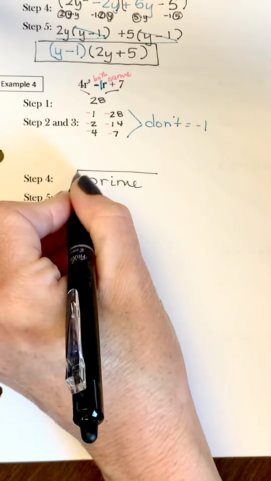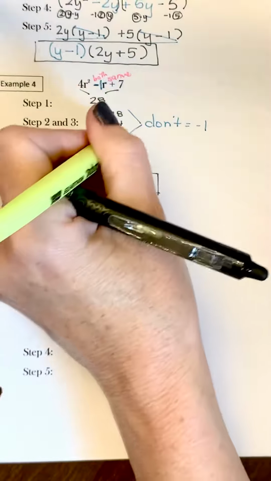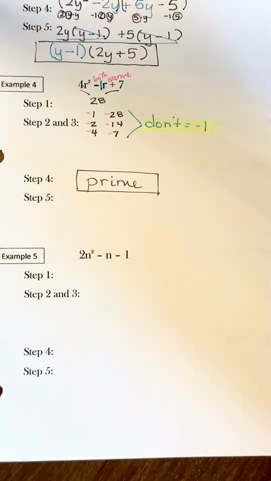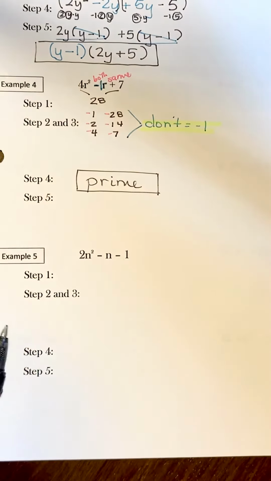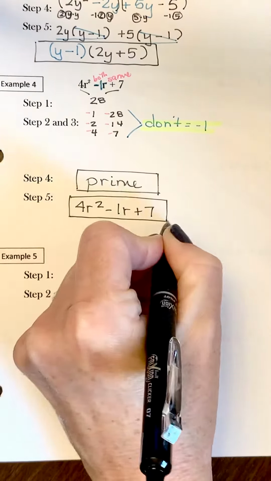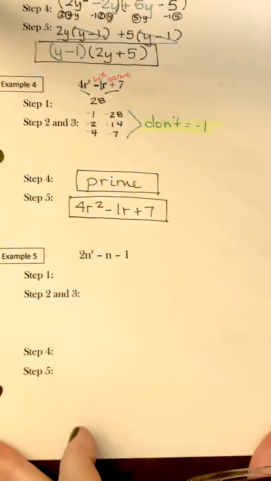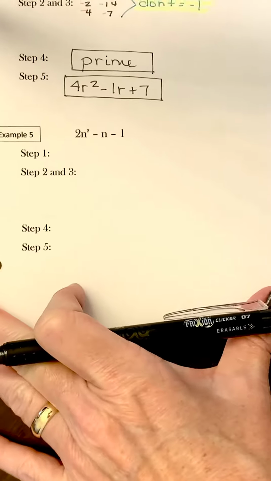Now, if you paused the video and tried this one, you probably got to here and were like, what do I do? Or you might have thought, I bet it's prime. Okay, so I'm going to highlight this just to make sure that y'all pay attention to that. Sometimes it will not factor, so your answer will be prime, or you can just write the original problem. Either one is a correct answer. Okay, example number 5. Go ahead and pause it and try working that example on your own.